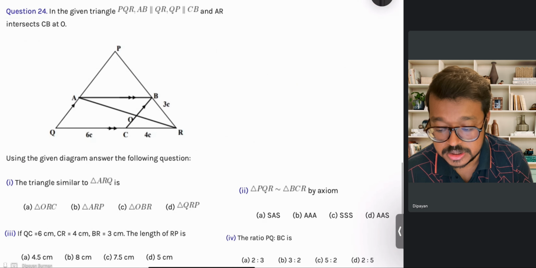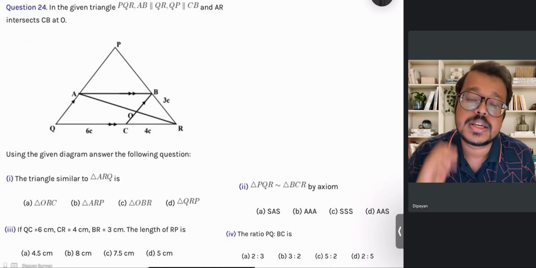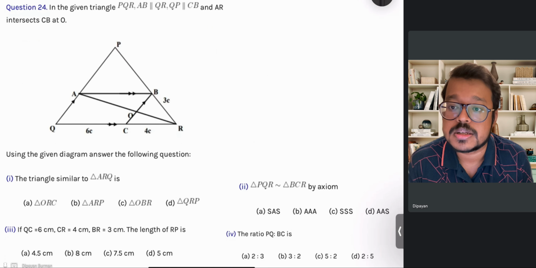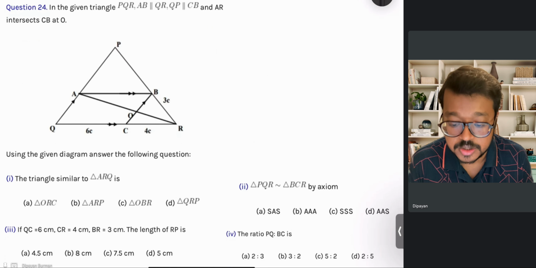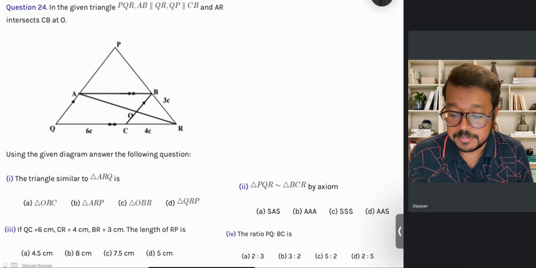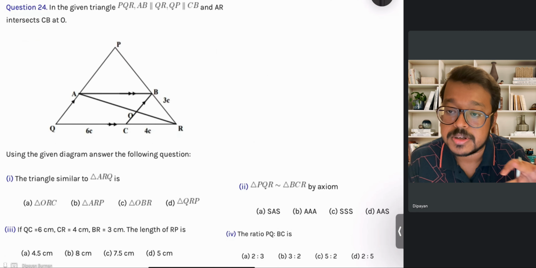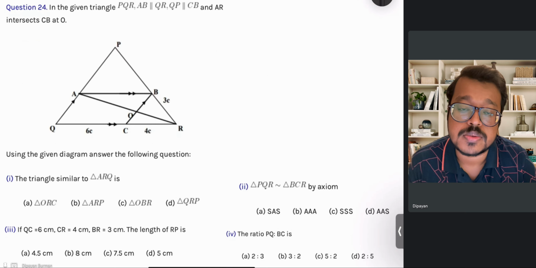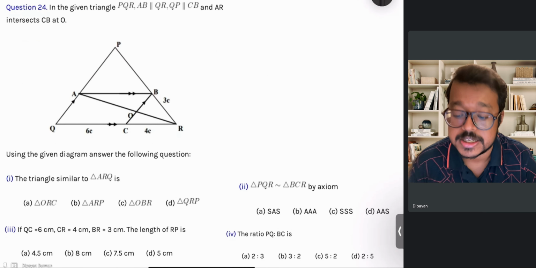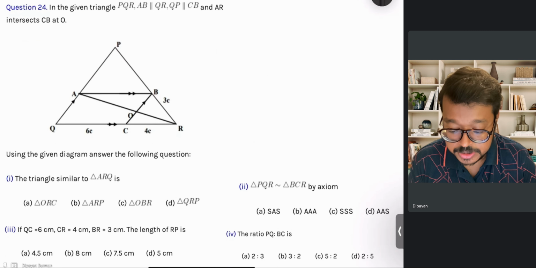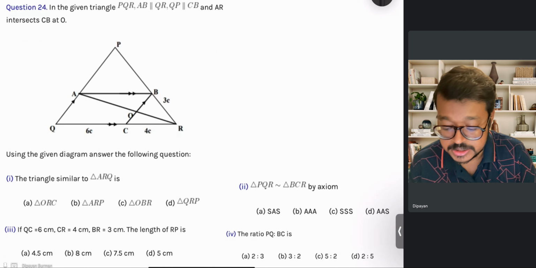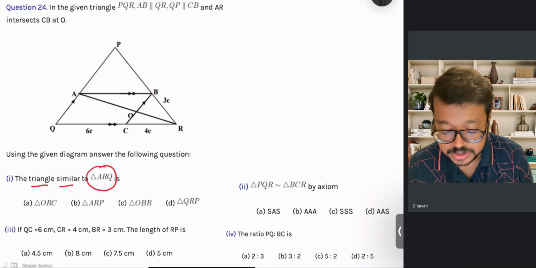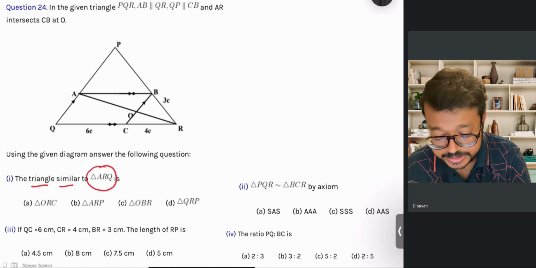Then the last question. Now this question again was from the year 2022. This format is not being continued right now, but anyway, in the main question there is some information given and there are four sub questions, four MCQs which are related. So with the given information in the diagram, the first question is: triangle similar to triangle ARQ is which of the following? So where is ARQ?